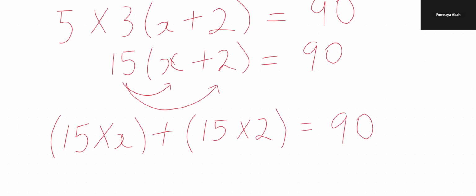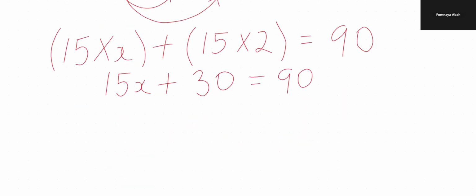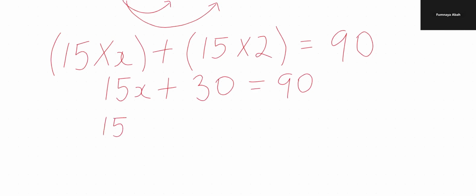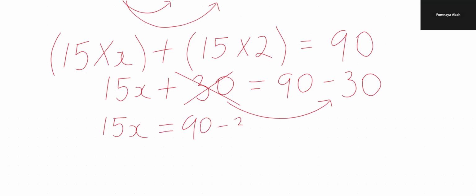So let's simplify. 15 times x is 15x, and we have plus 15 times 2, that's equals to 30. So 15x plus 30 is equals to 90. So now we can solve for x by collecting like terms. x is the variable, so we want the constants on the other side. So we want plus 30 on the right-hand side. A positive number, when it goes over an equals sign, becomes a negative. So this becomes minus 30. We can cross out plus 30 here. So we have 15x is equals to 90 minus 30. So 15x is equals to 60.